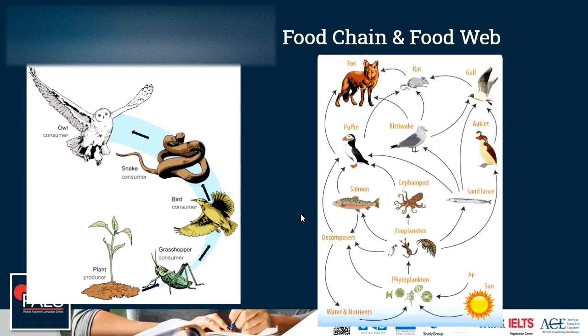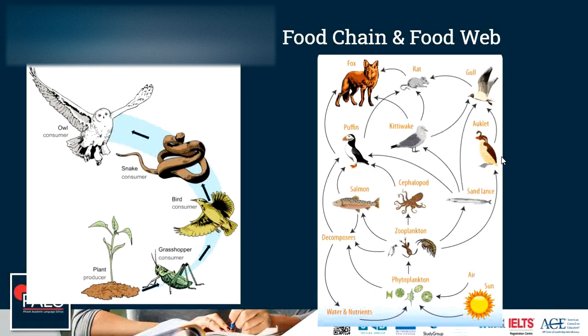Here are two examples, one a food chain and the other a food web. We can see the food chain only shows one way of energy flow from the producer, the plant, to the first consumer, the primary consumer, to the secondary consumer, the tertiary consumer, and the quaternary consumer at the end, the owl. And on the right side, we see a food web. We can see here included are the decomposers as well, and some nutrient cycles and energy input.